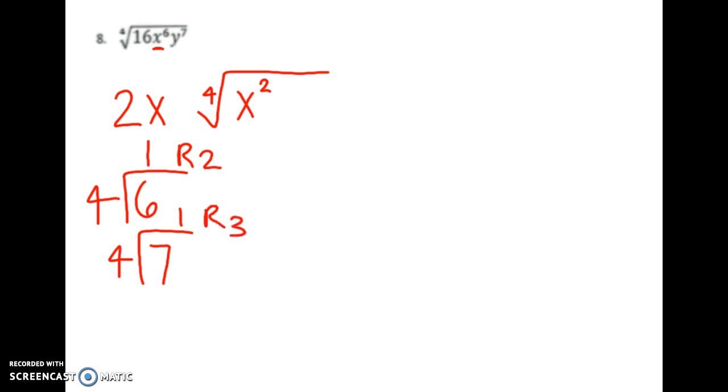So that 1 time that it goes in, we can pull out, and then our remainder of 3 has to stay inside. Remember, we have an even index here, and so nothing negative can be underneath the radical. That means anything with an odd power has to have absolute value signs. And since x and y are to the first power, we have to put absolute value signs around those. This is your final answer right here.